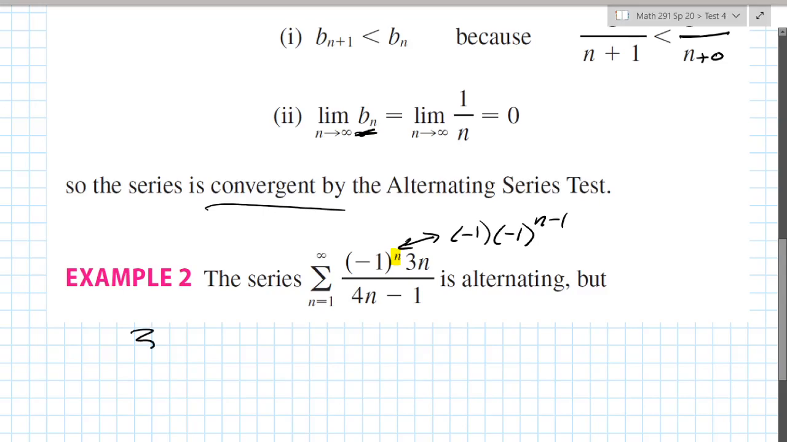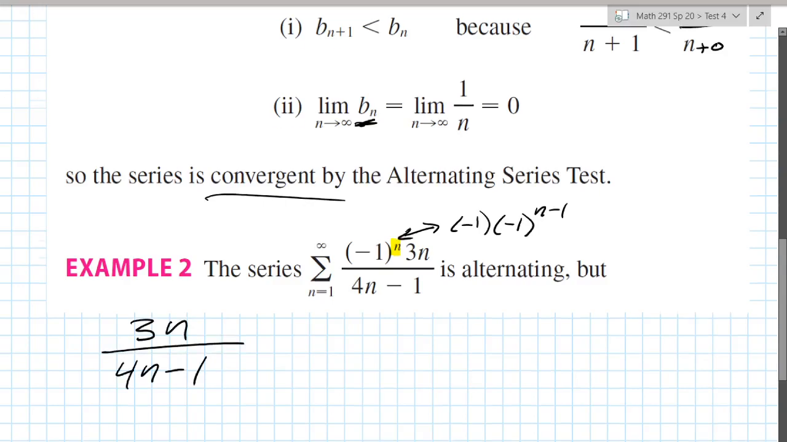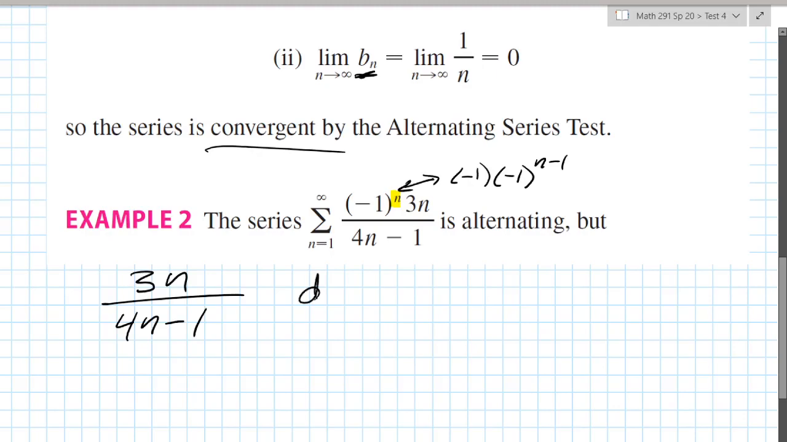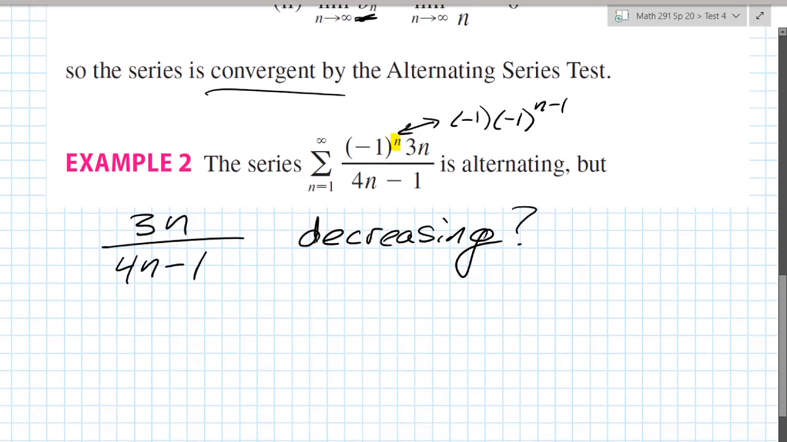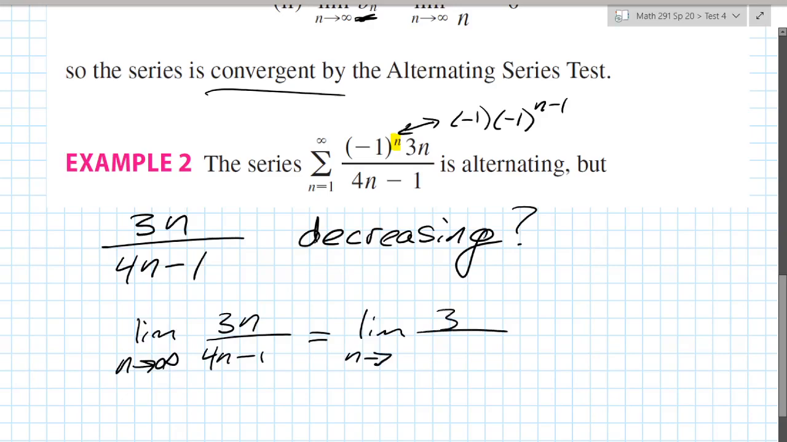So then the question is, is 3n over 4n minus 1 decreasing? Maybe, but it's easier to tell that this limit as n approaches infinity is not 0. So I think that's pretty clear. We've done a bunch of these types of problems. If you multiply the numerator and the denominator by 1 over n, what you get is 3 over 4 minus 1 over n, and that limit goes to 3/4. So there's no point in checking the other condition to see whether or not it's decreasing.